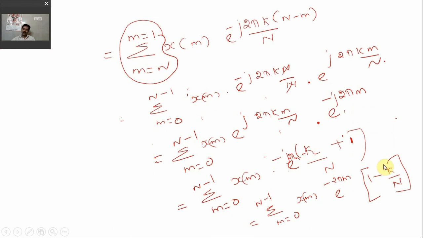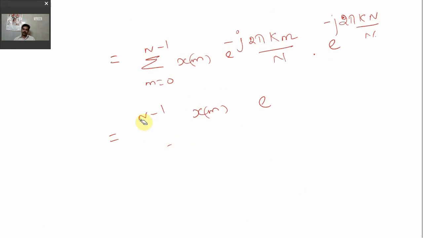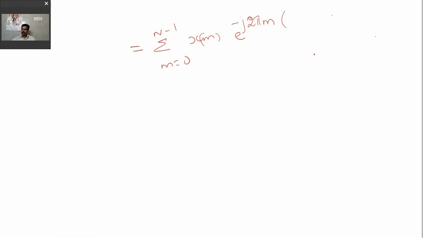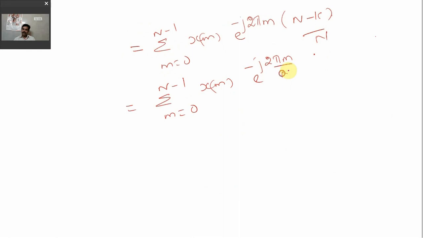So you'll be getting summation of m equal to 0 to N minus 1, x of m into e to the power minus j 2 pi m into (N minus k) by N. If you take that N outside, you'll be getting summation of m equal to 0 to N minus 1, x of m into e to the power minus j 2 pi m by N into (N minus k).